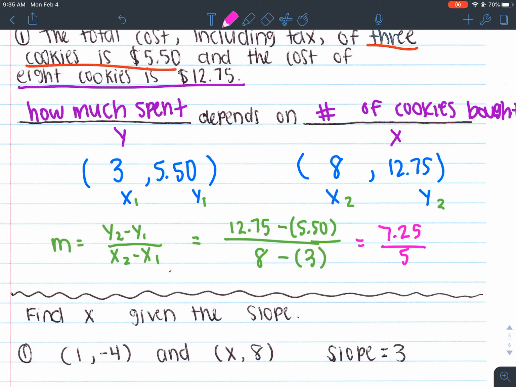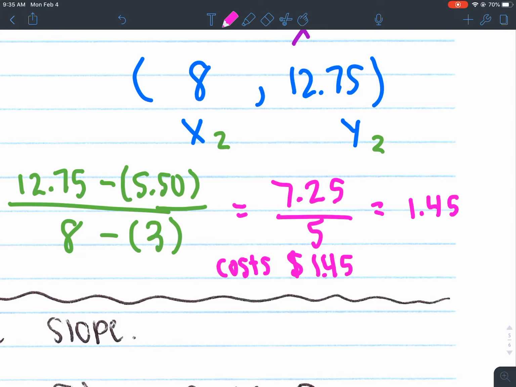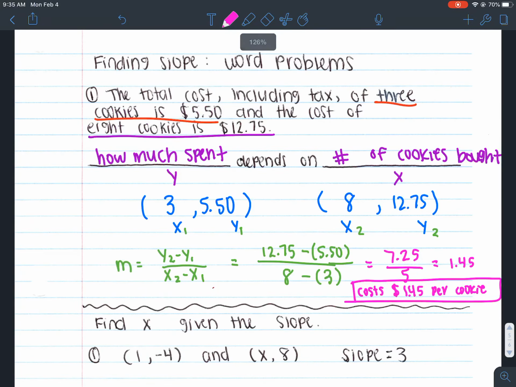And then 8 minus 3 is going to give me a positive 5. And if I simplify that, I always want to check to see if I can simplify. That's going to give me 145. So what does that mean? It costs 145 per cookie. That's what my slope means here, or my rate of change.